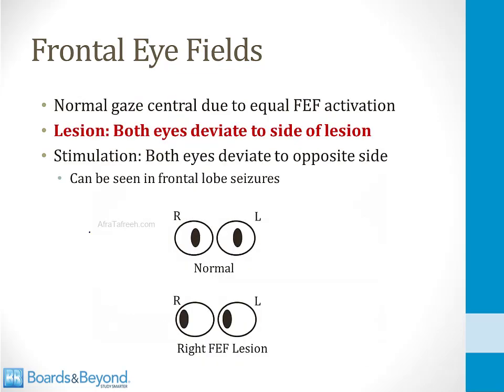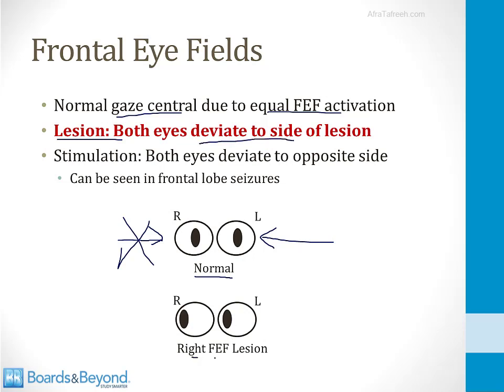To understand lesions of the frontal eye fields, you need to appreciate that normally your gaze is kept central due to equal FEF activation. In other words, if you look at this normal example of two eyes on the screen here, the reason the two eyes are centered is because the right and left FEF are both activating the eyes equally. What this means is when you have a lesion, you remove the activation from one side and thus the other side dominates, and this means both eyes will deviate to the side of the lesion.